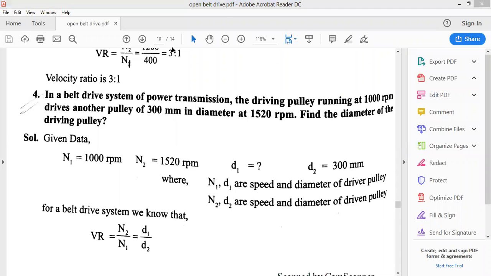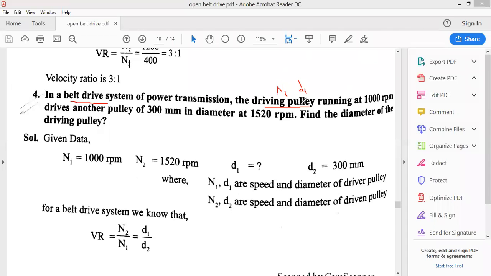Now first let us identify what is being given. There's a belt drive system. They have not mentioned whether it's open belt drive or cross belt drive, but let us not worry about it. What they have given is the driving pulley. We shall always take the driving pulley as N1, D1, whether it's RPM or the diameter.